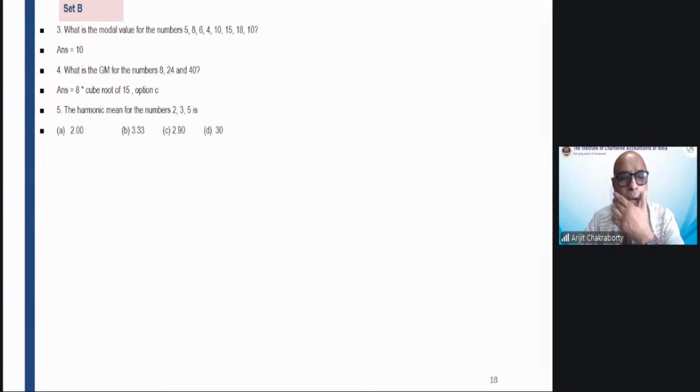Question number 5, the harmonic mean of 2, 3 and 5 is how much? Just you need to calculate. Three numbers are given, so in the numerator we will have 3. In the denominator we will have 1 by 2 plus 1 by 3 plus 1 by 5, because we are getting the reciprocals of the given numbers. Accordingly, just work it out. We arrive at 2.9, which is option C.